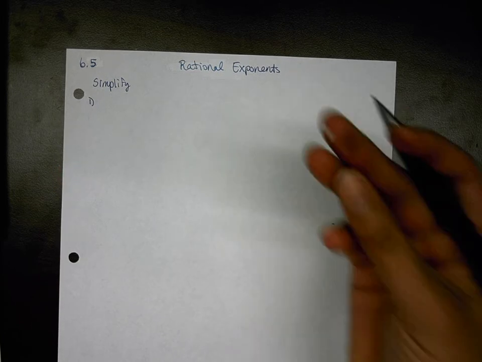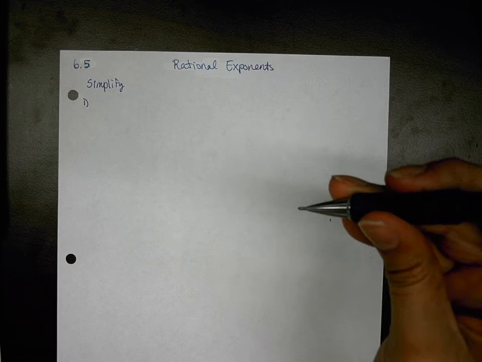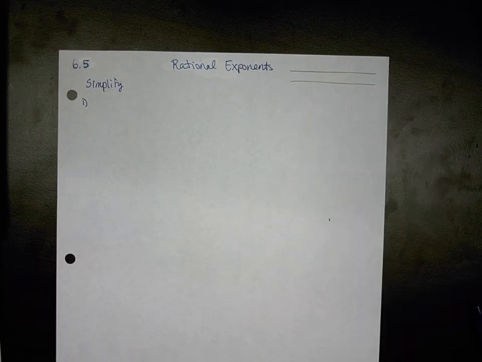This is Math 3 6.5 notes. That's Math 3, Unit 6, Lesson 5. The title is Rational Exponents. Please make sure you put your name here. If you do not put your name, you are not going to receive credit. So make sure that is there.